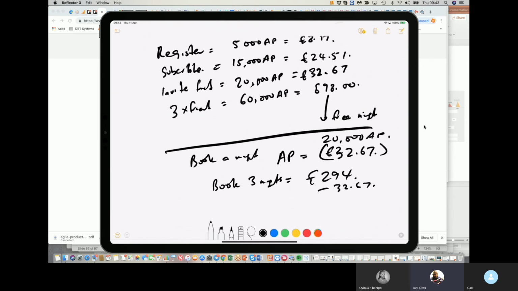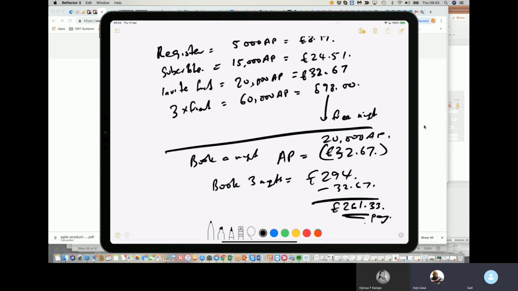£32.67, which gives me £261.33. That's how much I pay. So I can either save my Annex points for a full free night, or I can use it to pick up money when I need to go. Okay, so in real terms, it's virtual money which you could use to pay for nights. Exactly. Or I can convert it to cash if I want it.